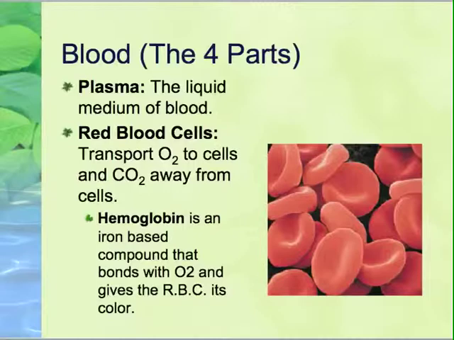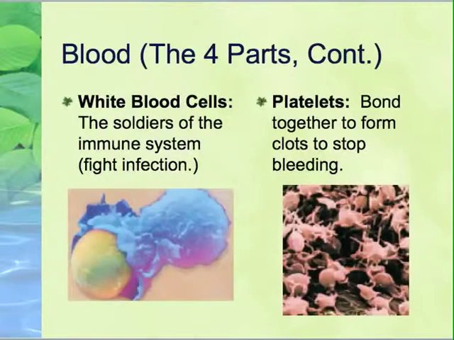Hemoglobin, like I said, is an iron-based compound. It does bond with oxygen very readily, and it's what's responsible for giving the cell its color and its shape. If that shape changes, then obviously the cells aren't going to work as readily. So if we have something like sickle cell anemia, that's when the red blood cells take on a different shape and are not as efficient at carrying around oxygen and carbon dioxide.